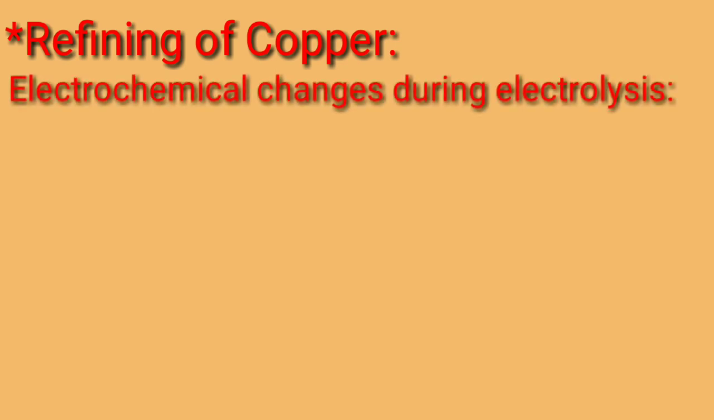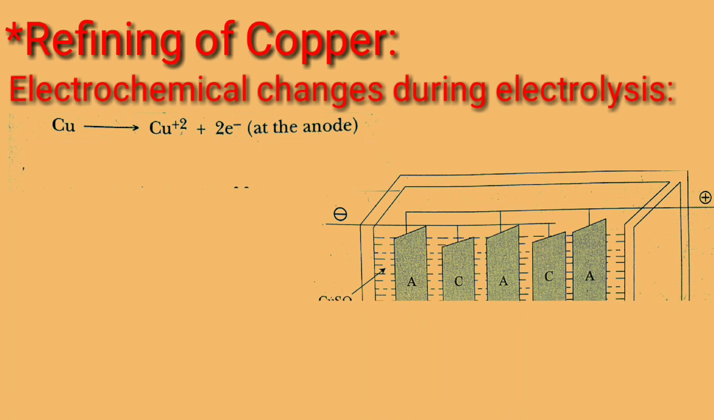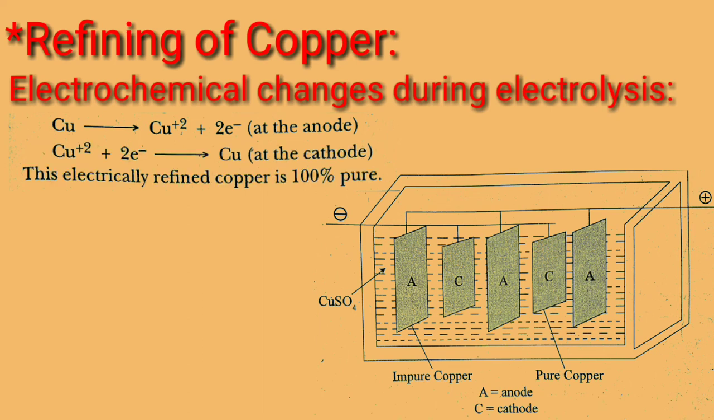Consider the electrochemical changes during electrolysis. Copper undergoes oxidation by losing 2 electrons at the anode, so it is represented as Cu gives Cu2+ plus 2 electrons, and Cu2+ plus 2 electrons gives Cu, that is reduction, at the cathode. This electrically refined copper is 100% pure.